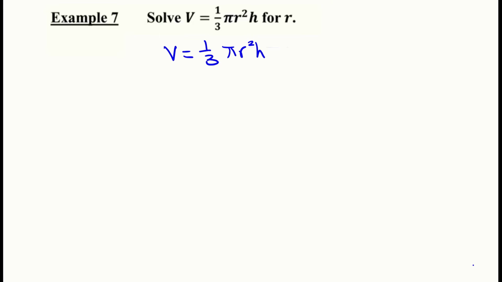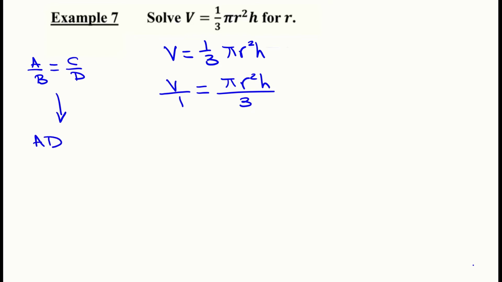Notice that we can write this in the following way. We can write it as v over 1 equals pi r squared h over 3. Now it puts it in the form of a proportion of the form a over b equals c over d, which implies we can cross multiply and get AD equals BC, correct?